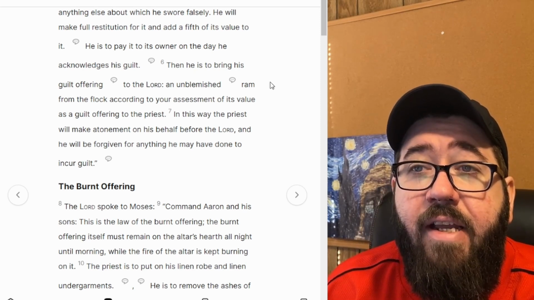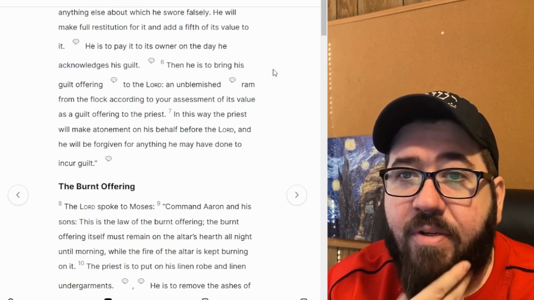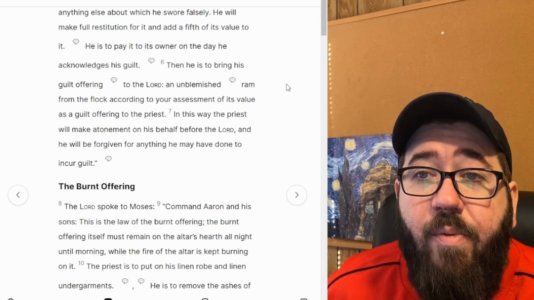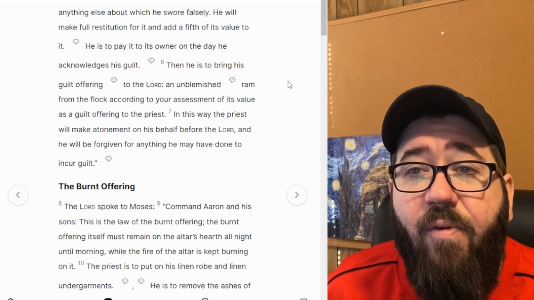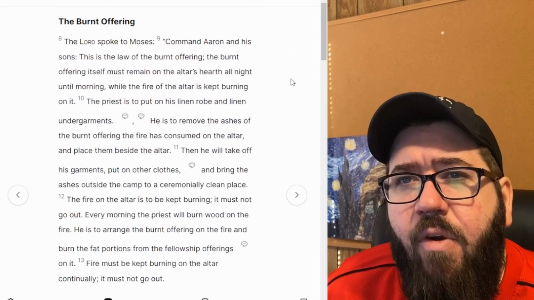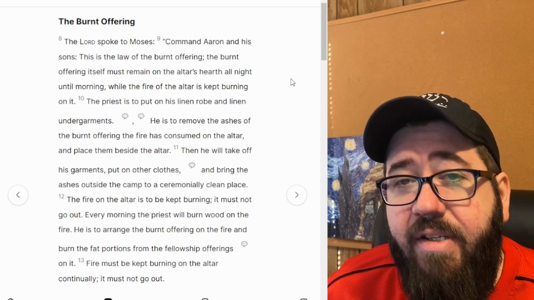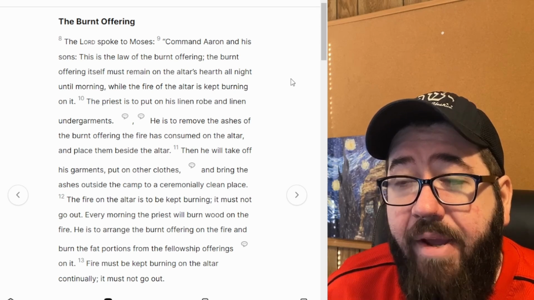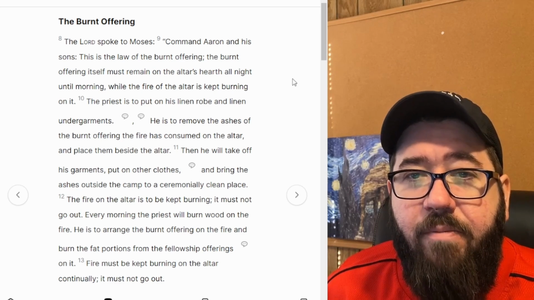Verse 6. Then he is to bring his guilt offering to the Lord, and he still has to do the guilt offering too. An unblemished ram from the flock according to your assessment of its value as a guilt offering to the priest. In this way the priest will make atonement on his behalf before the Lord, and he will be forgiven for anything he may have done to incur guilt. So with this, he has to give back what he stole plus a fifth of the value. So he is making a restitution of some kind to the owner of the item that he stole.